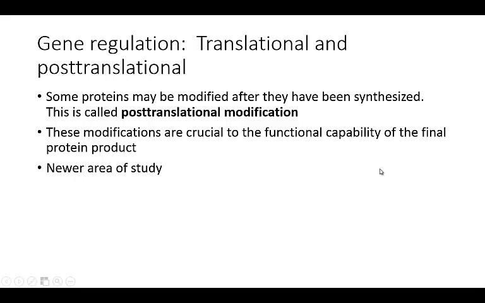It can also regulate this effect post-translationally. Once you create this protein, once your cells finish translation, some proteins are modified after they're synthesized, and we're going to call this post-translational modification. Many times these modifications are crucial to the functioning of that final protein product. This is a relatively newer area of study. Many different types of modifications can be made. These modifications can either enhance or decrease activity of that particular protein, and they can happen in response to many different environments that that cell might find itself in.